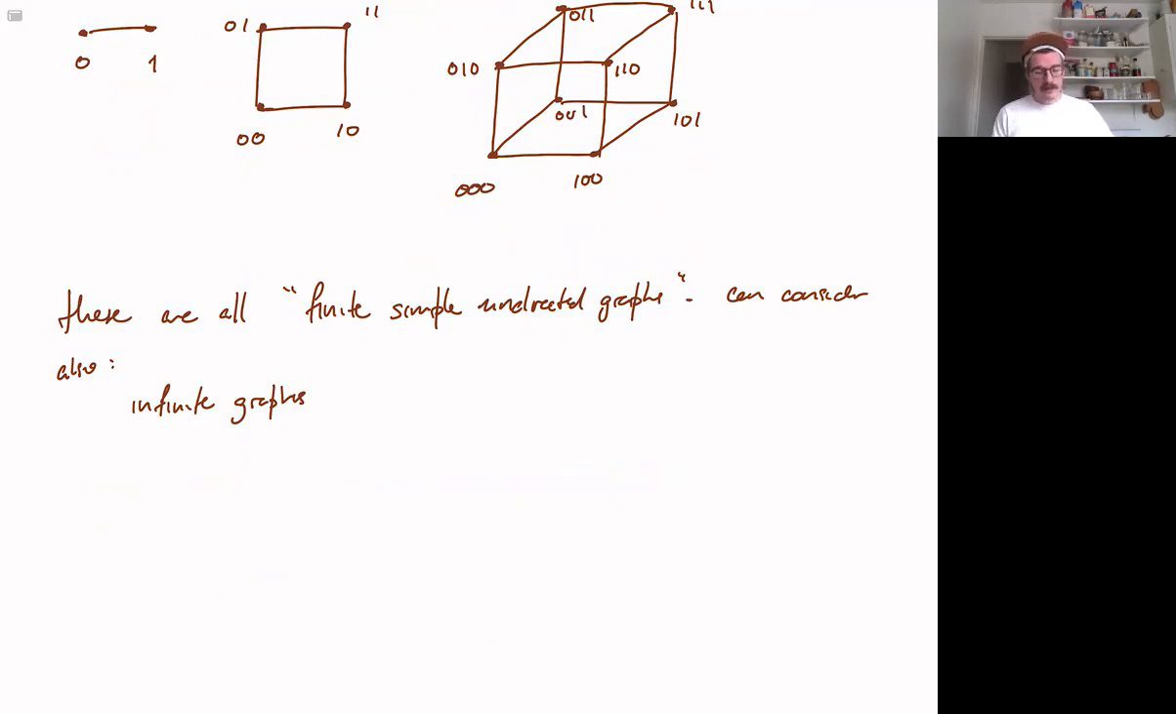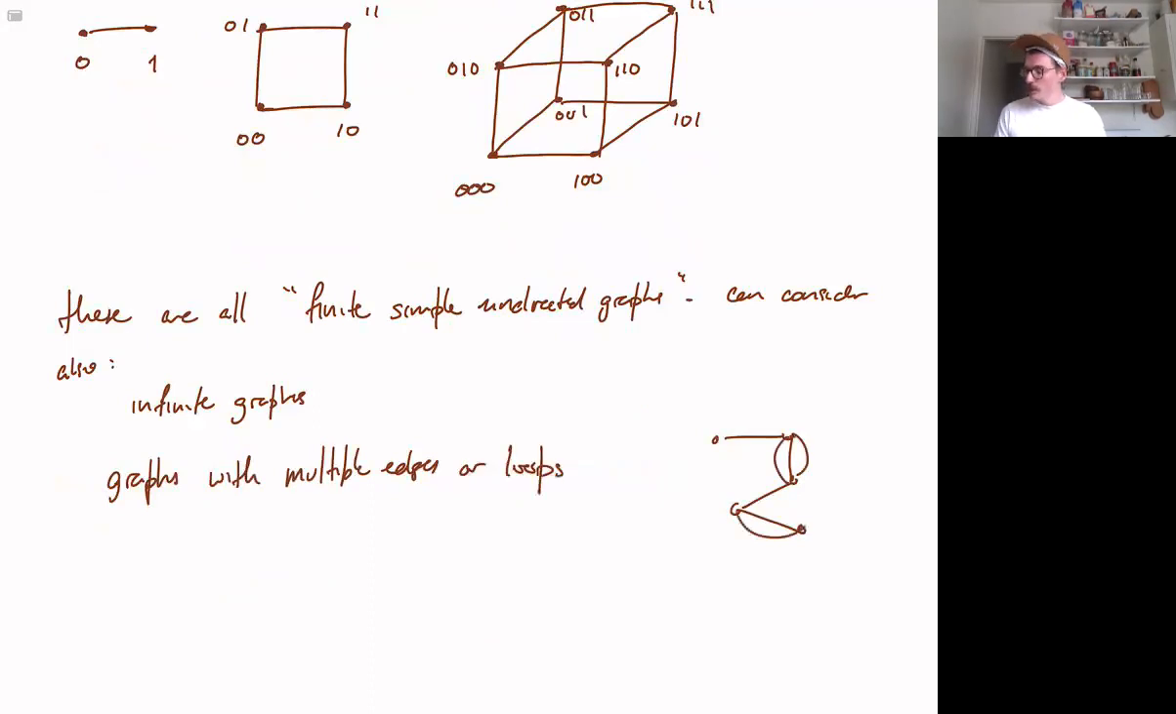Some things that we might have occasion to consider are graphs with multiple edges. For example, this is a simple graph, but you can draw double edges or even triple edges between some of these vertices. That's what we mean by multiple edges. Or you can draw loops, where a loop is an edge that starts and ends at the same vertex, like that.